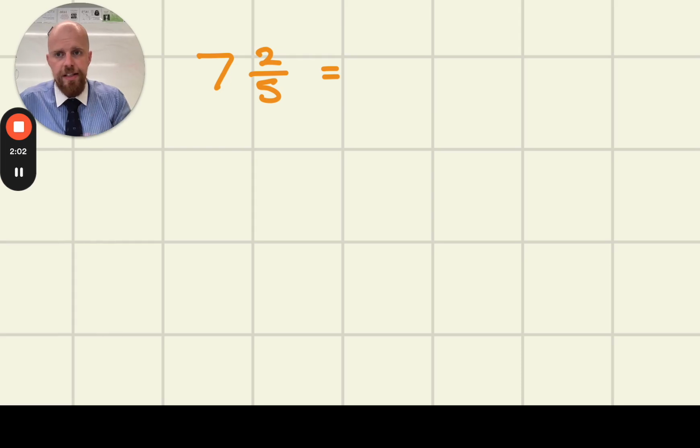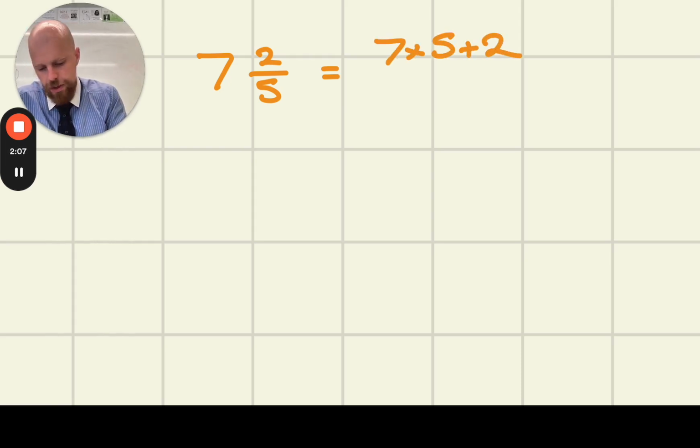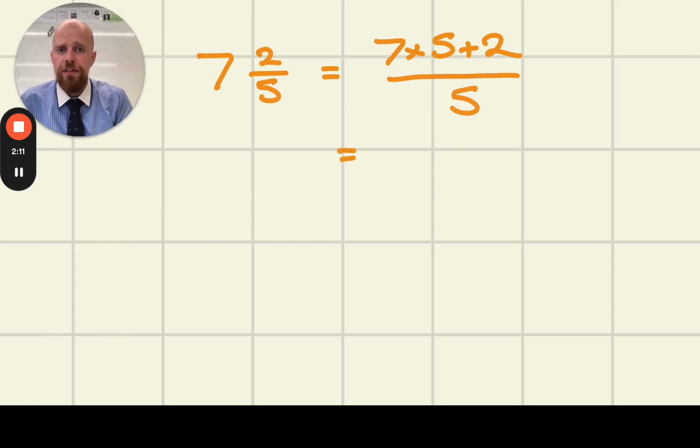One final example. Let's say we have 7 2/5. The numerator is 7 times 5 plus 2. And the denominator is still 5. So I do 7 times 5 is 35, plus 2 is 37, divided by 5.